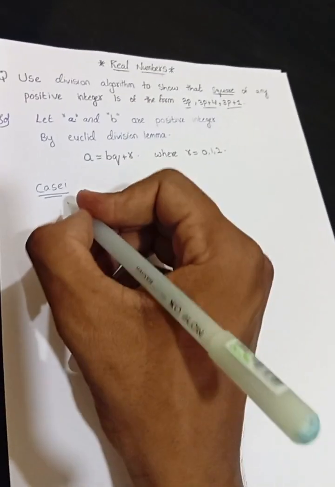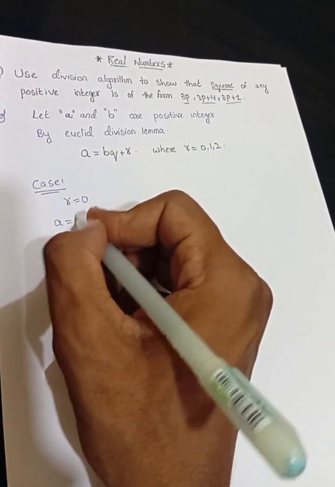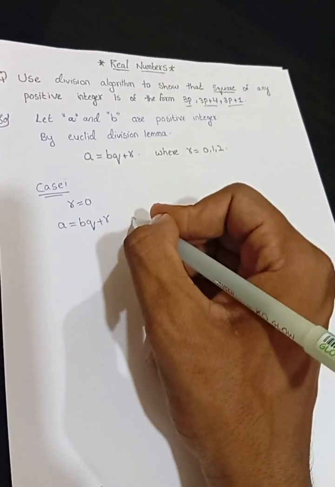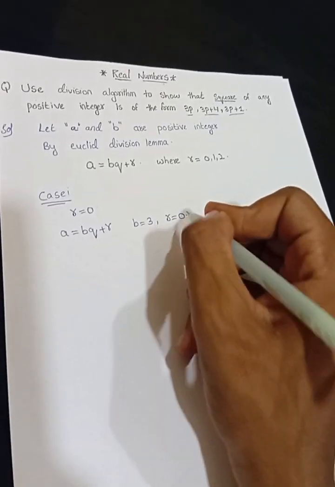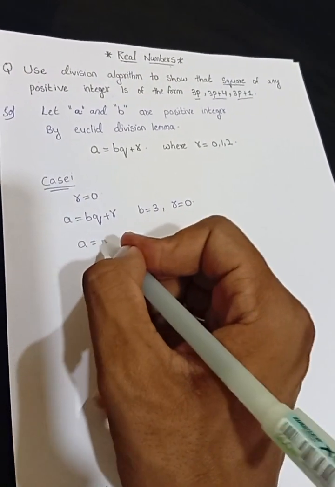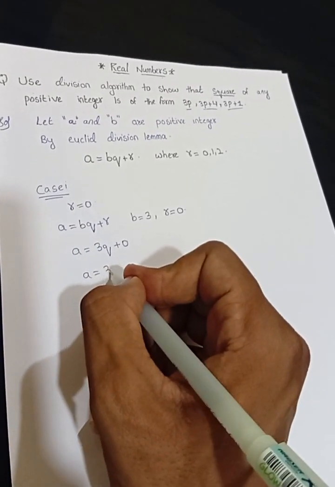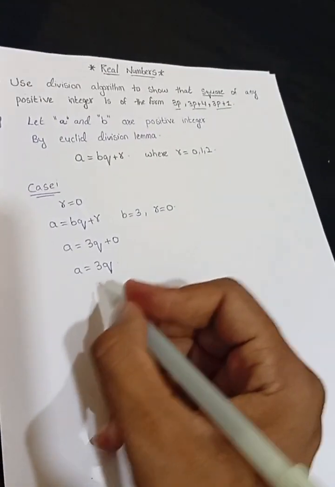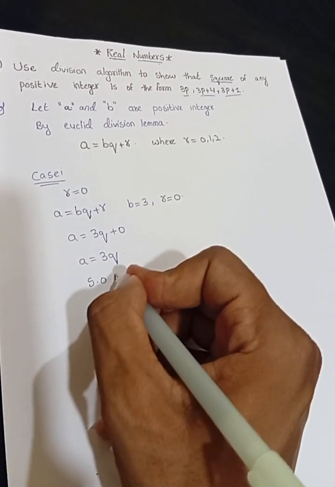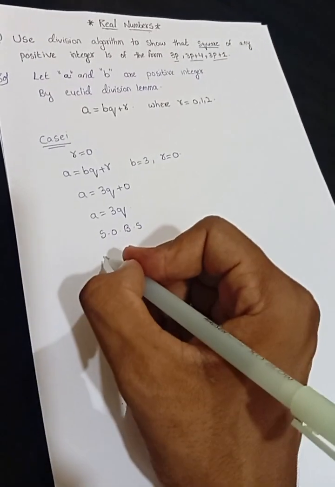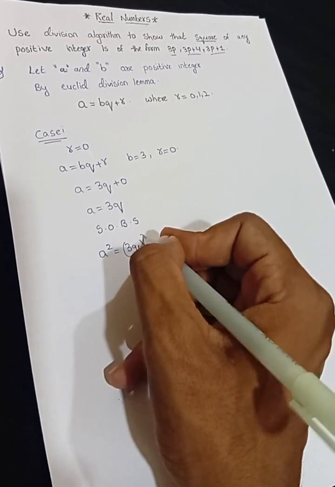In case 1, you have to take r is equal to 0. We know the Euclid division lemma, a is equal to bq plus r, where your b is equal to 3 and your r is equal to 0. So a is equal to 3q plus 0. So 3q plus 0 is 3q. So a is equal to 3q. Now in the question it is saying you square, right? So that's why you have to do squaring on both sides. So a square is equal to 3q whole square.